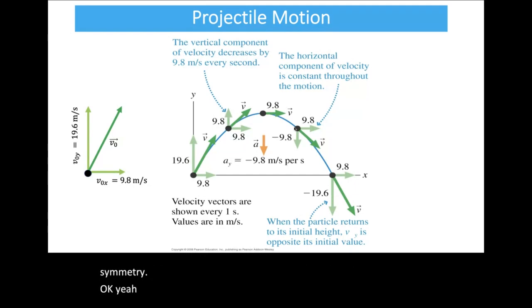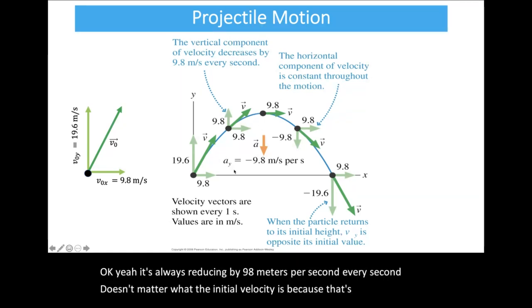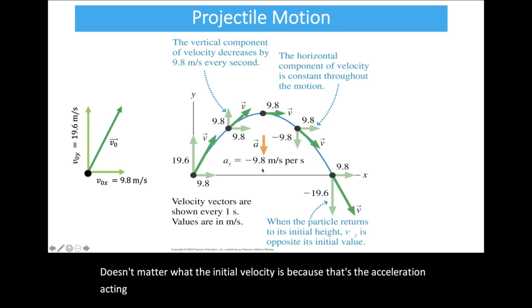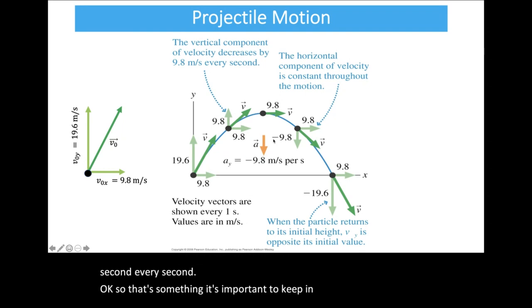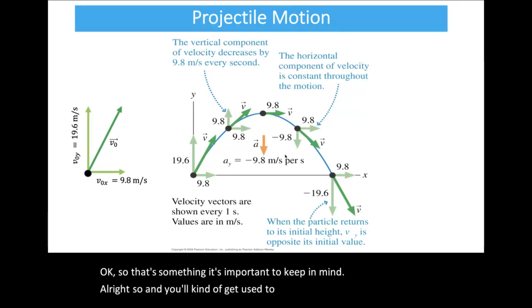It's always reducing by 9.8 meters per second every second. It doesn't matter what the initial velocity is, because that's the acceleration acting. The acceleration is causing that decrease by 9.8 meters per second every second. So that's something important to keep in mind, and you'll get used to it as you go.